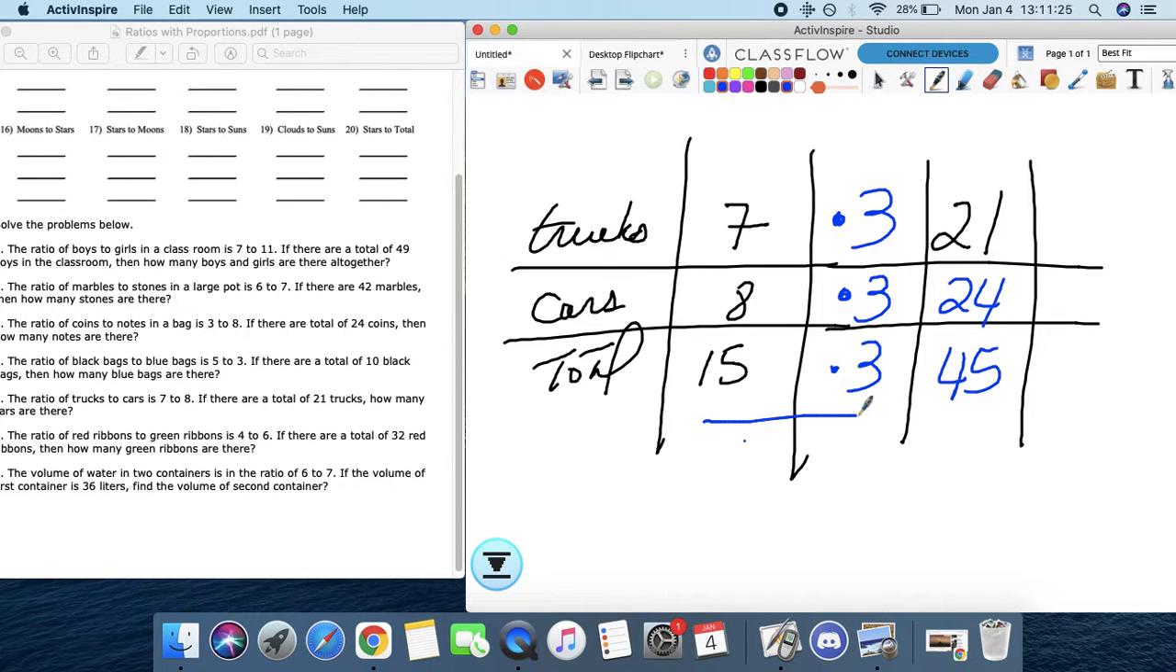Now notice that 15 times 3 is 45, and 21 plus 24 is 45. So when there's 21 trucks, how many cars do I have? 24 cars.